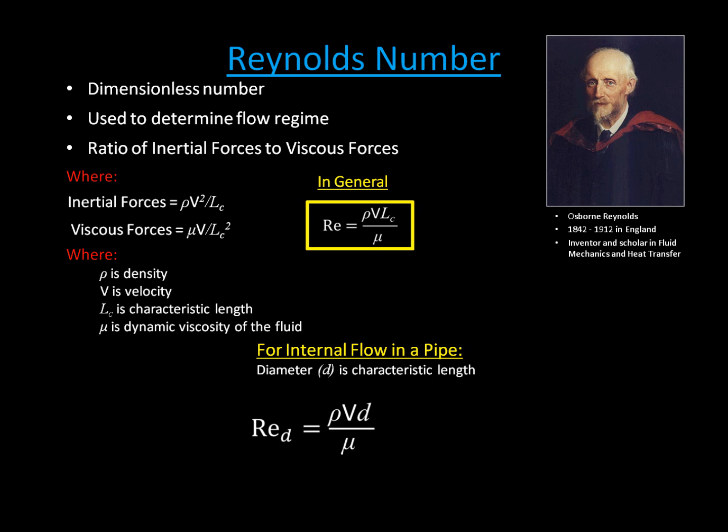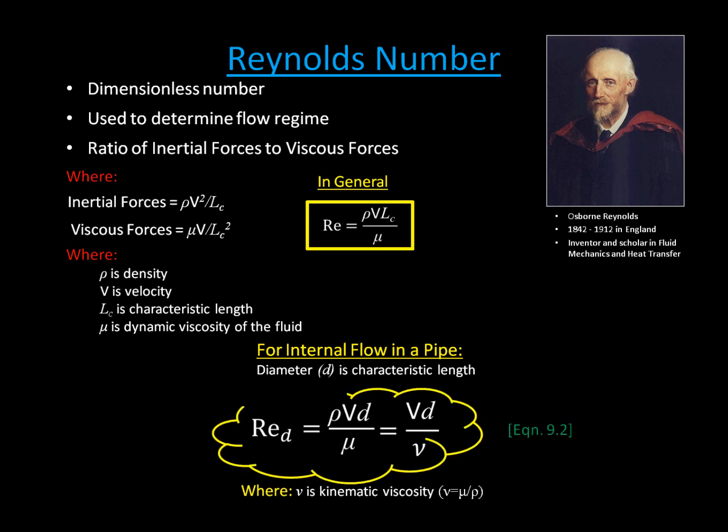And I can write this in another way as well. If I use the kinematic viscosity, where the kinematic viscosity is the dynamic viscosity divided by the density, I can write it as the velocity times the diameter divided by the kinematic viscosity. They're just two ways of writing the same thing, using two different fluid properties. And this is equation 9.2, and that's a keeper, so we're going to cloud that up in your text.